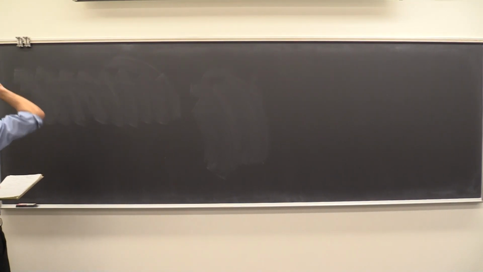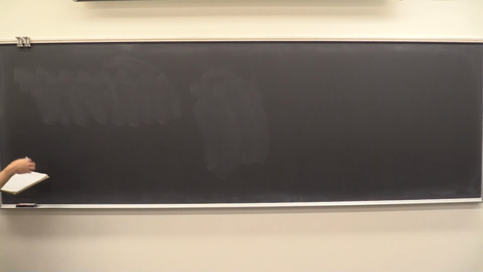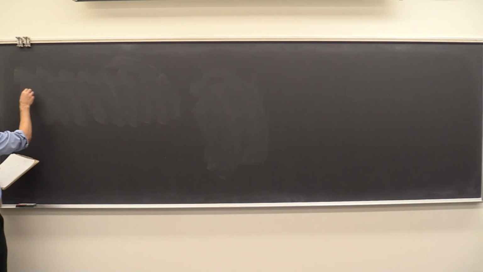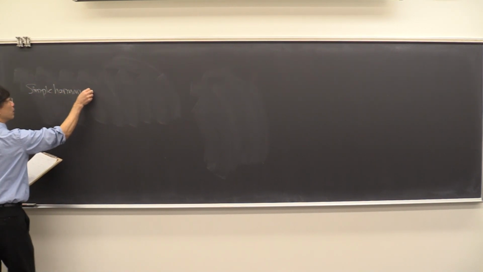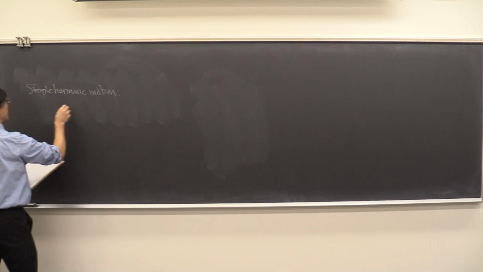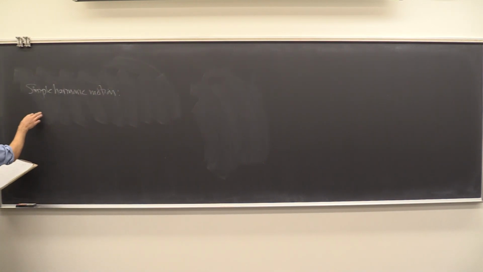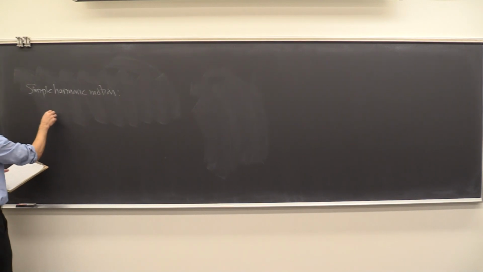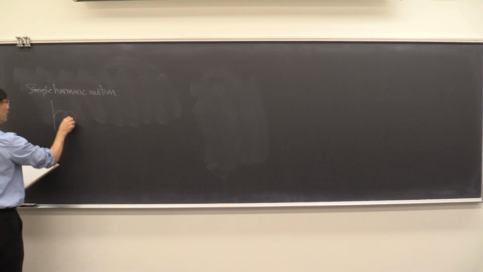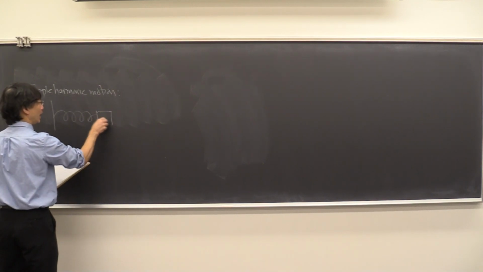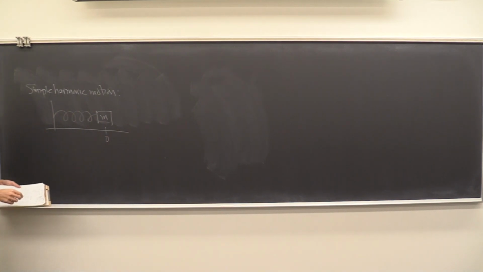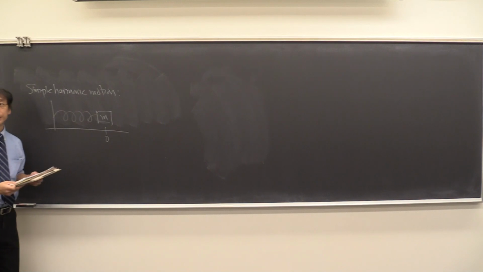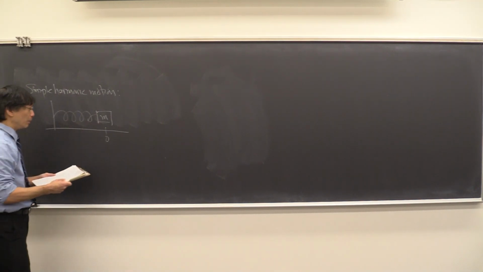Okay, so linear combinations of oscillations. We're going to start off with just simple harmonic motion. I'm just sketching things out here. So simple harmonic motion, you have a wall, and you have a spring, and you have a mass attached to it, right? You count this as 0 here, right? And it's on a frictionless surface, okay?